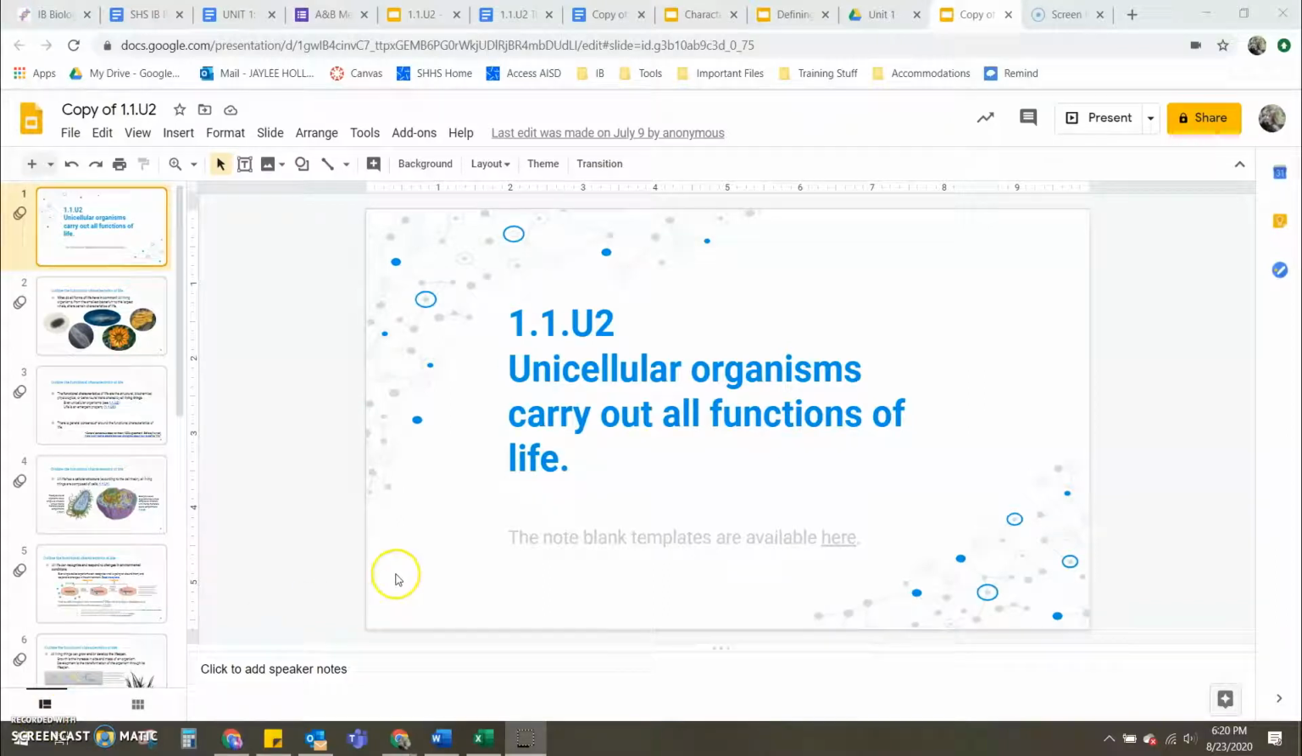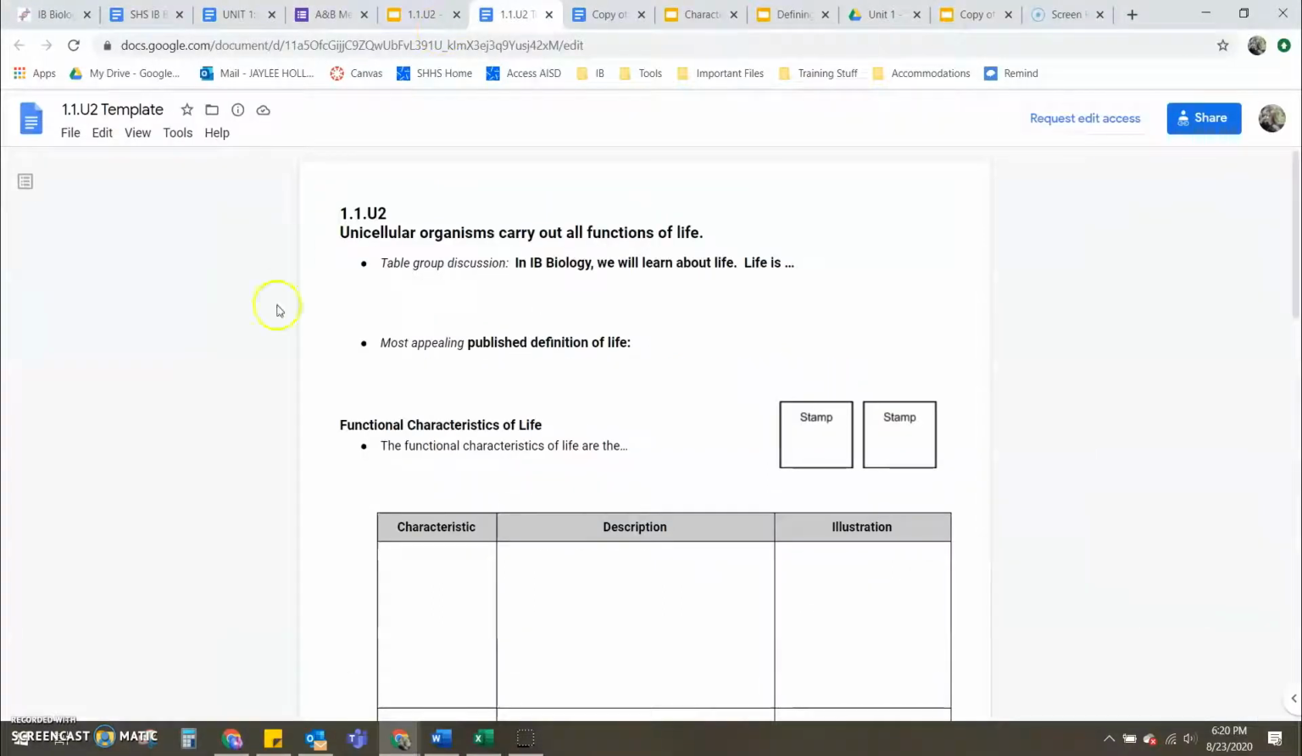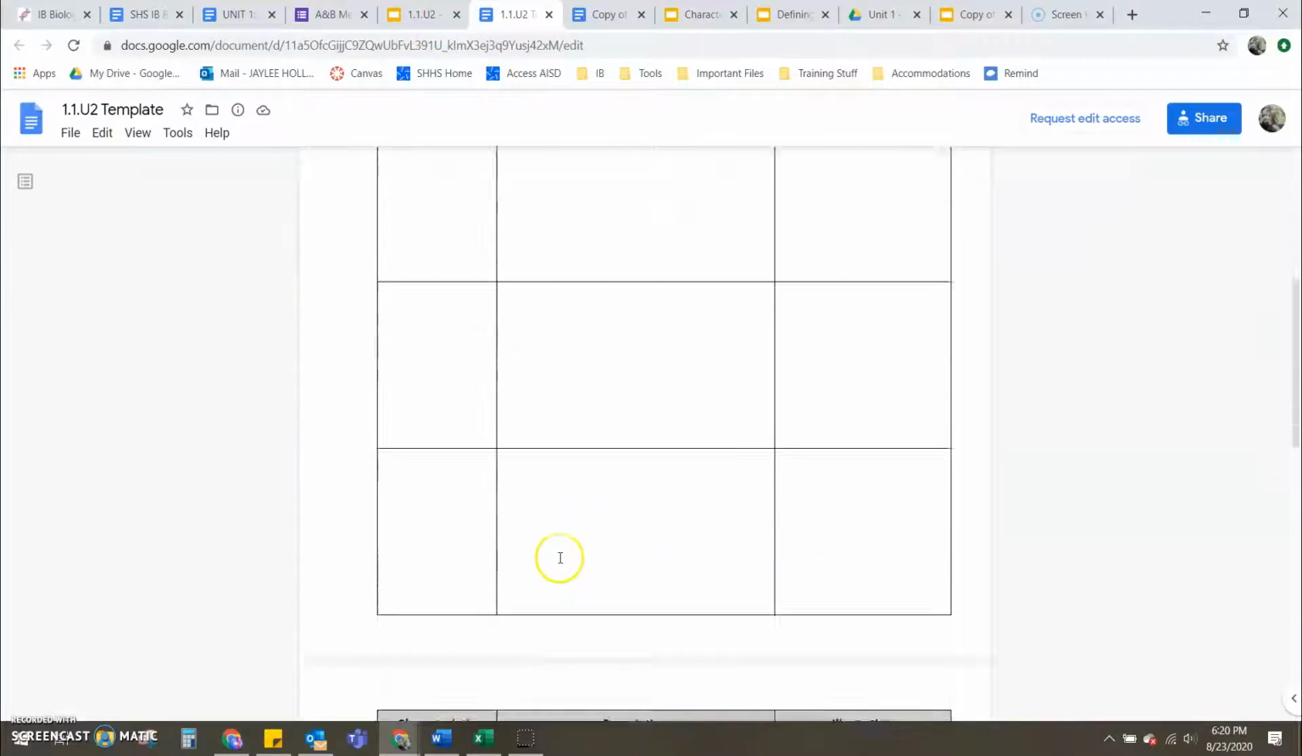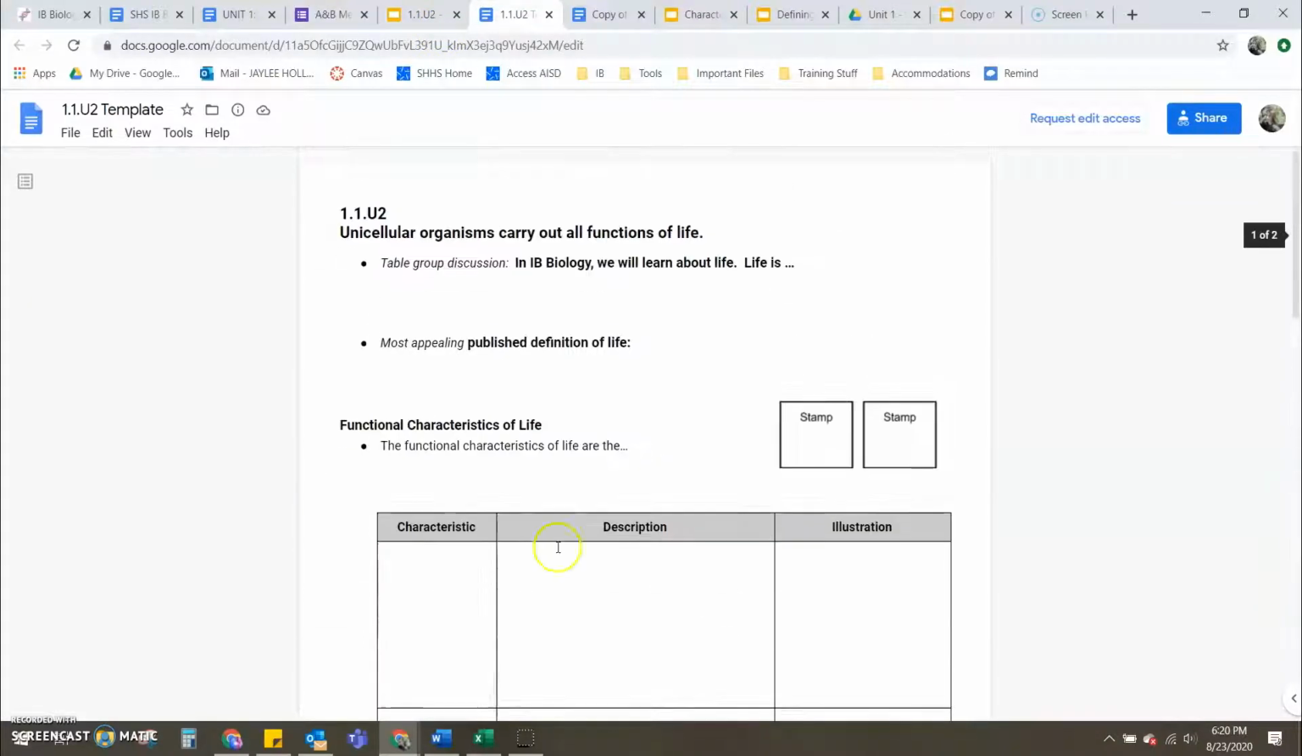Hello class, today we're going to be talking about the unicellular organisms and how they carry out all functions of life. This slideshow goes along with this note template right here that you'll find in Canvas.